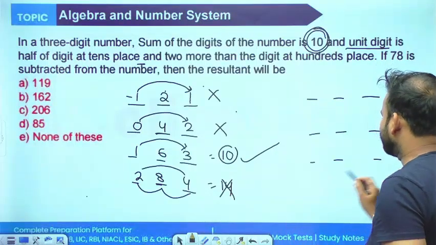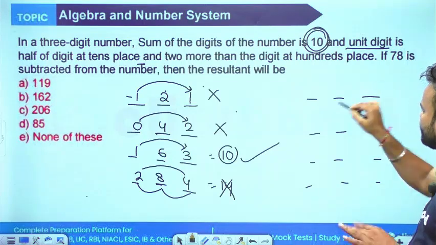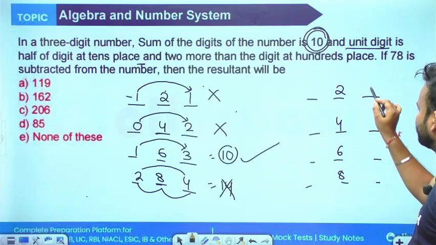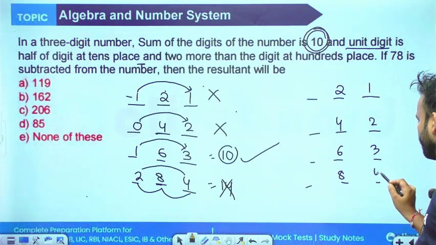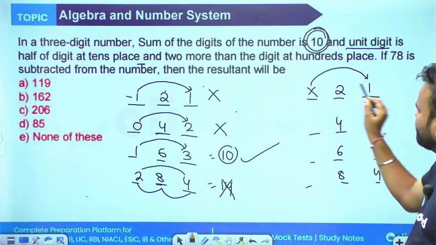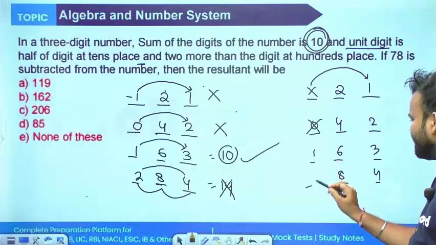The question says the unit place will be half of the 10's place. Half of the 10's place means this will be an even number: 2, 4, 6 or 8. And if this is half, that is 1, 2, 3 or 4. And this is 2 more than this, so this will be 2 less than this. So 1 minus 2 will be -1, this will be 0, so this is also discarded. This will be 1 and this will be 2.